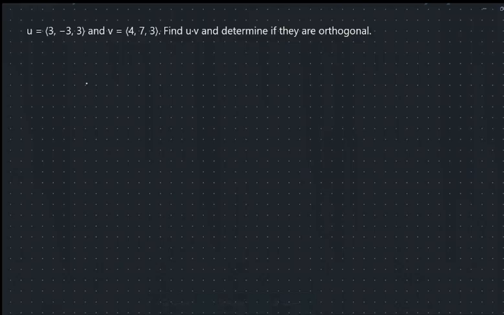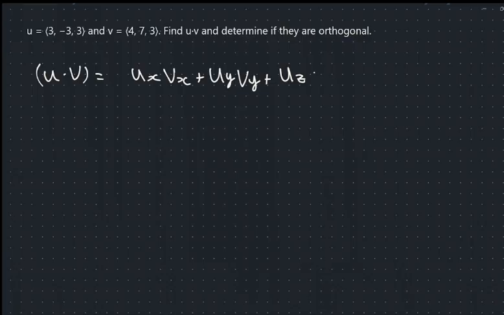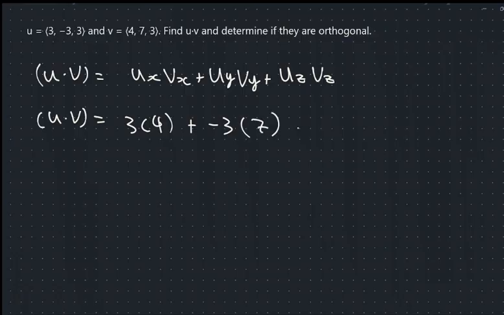So let's proceed into doing it. Because we have 3 dimensions, u dot v is going to be ux vx plus uy vy plus uz vz. And let's just substitute the numbers. So u dot v is equal to ux times vx, 3 times 4, plus uy, negative 3 times 7, plus 3 times 3.